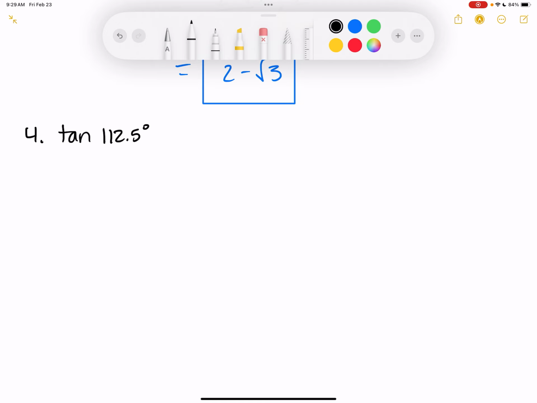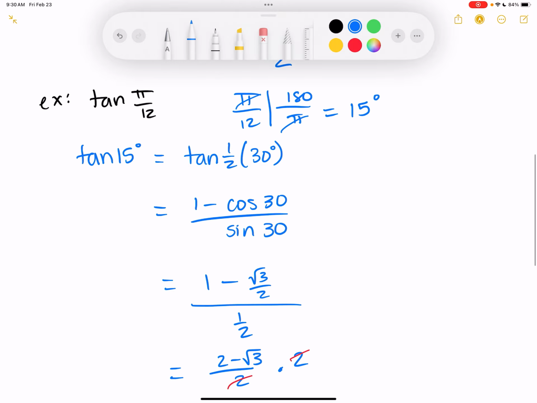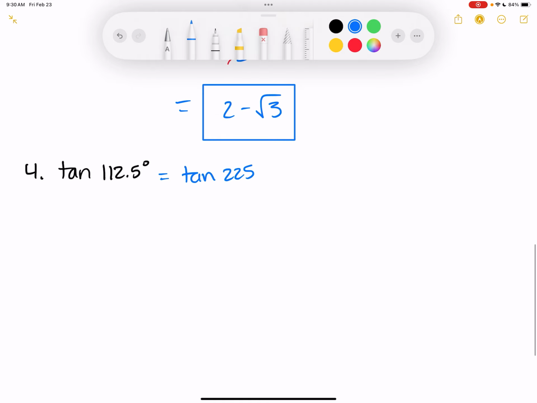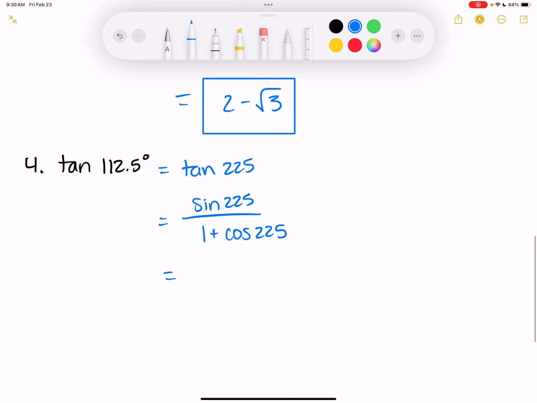Yep, 225. So this is going to be the tangent of 225. Since I used this formula in the last one, I'll do the reversed one where it's flipped in this one. So that would be the sine of 225 over 1, I think it's plus, right? Yeah, 1 plus cosine of 225. So what is the sine of 225?